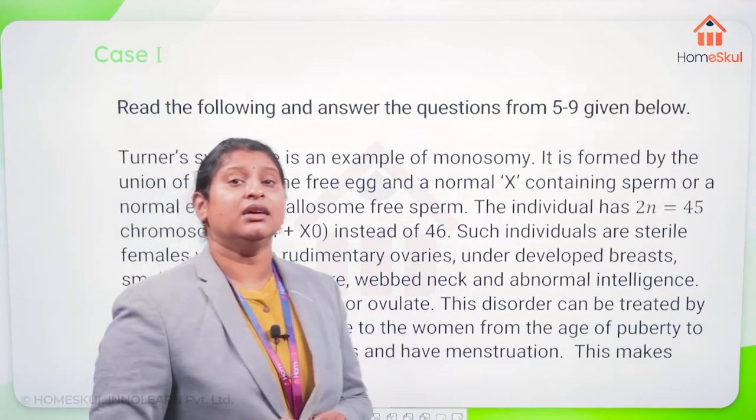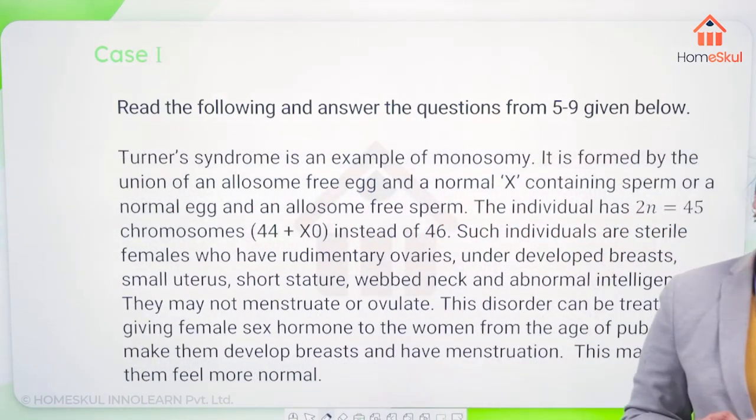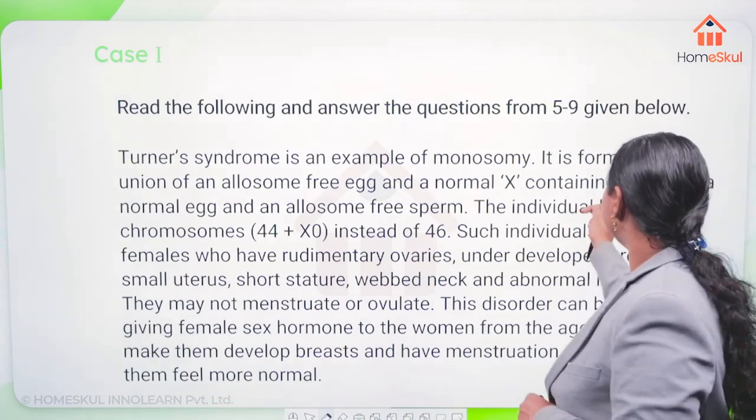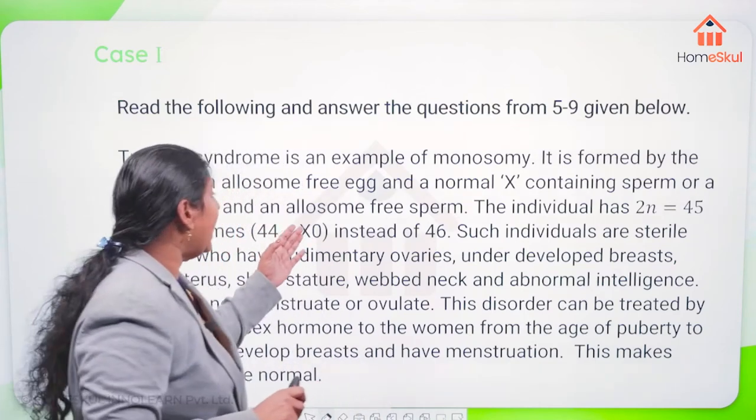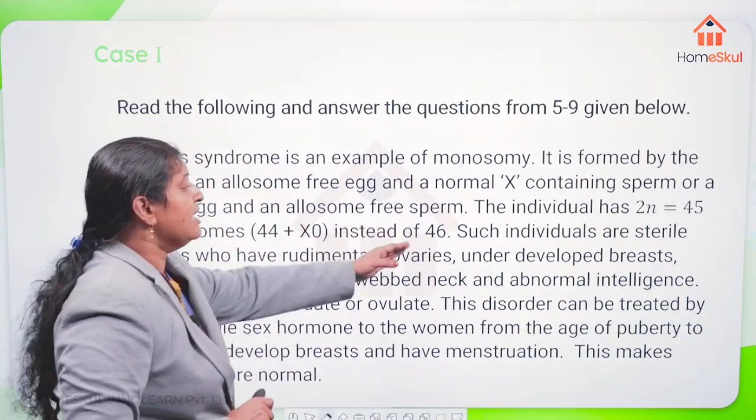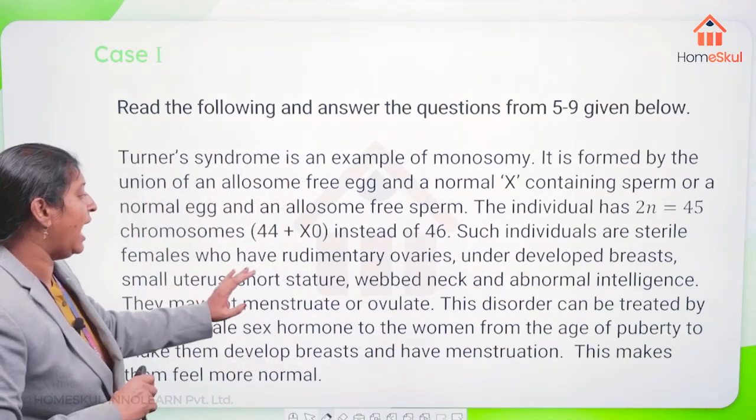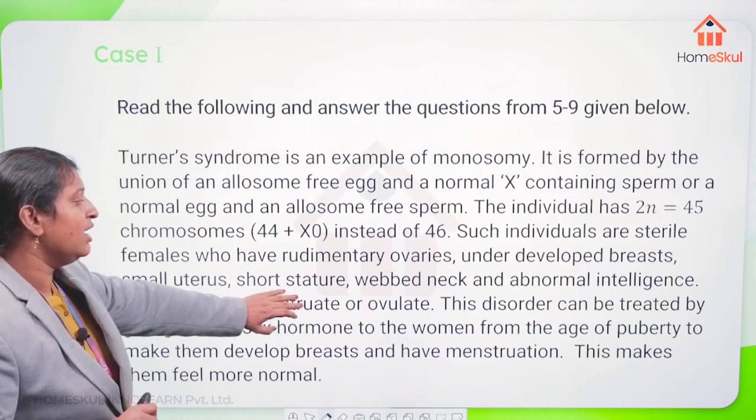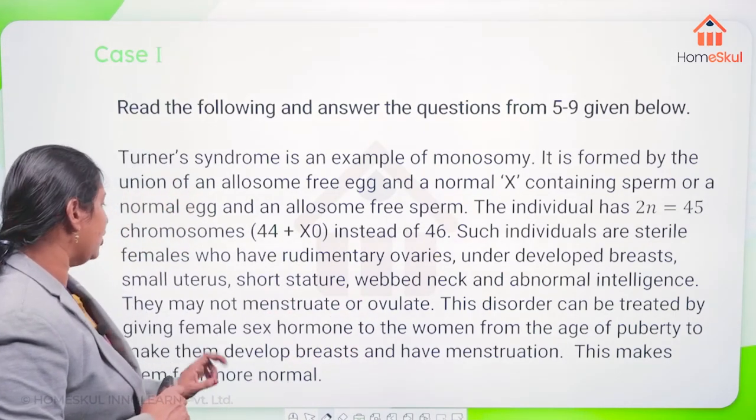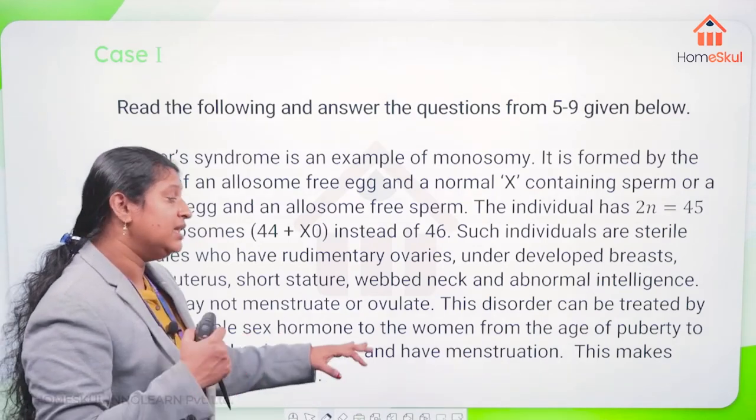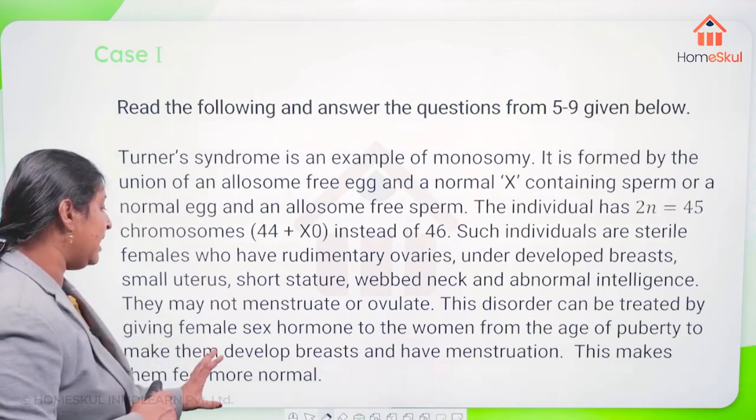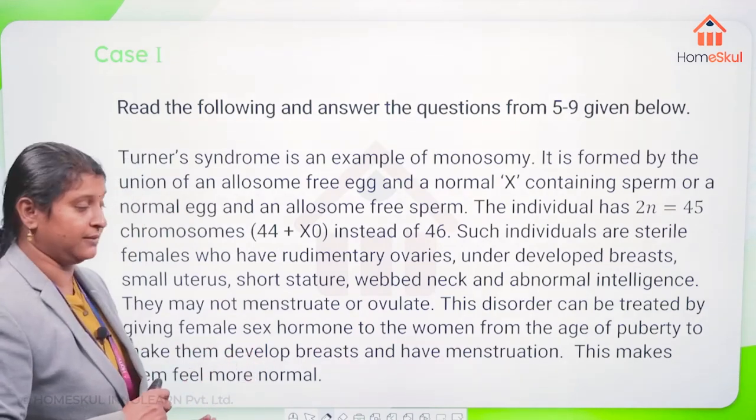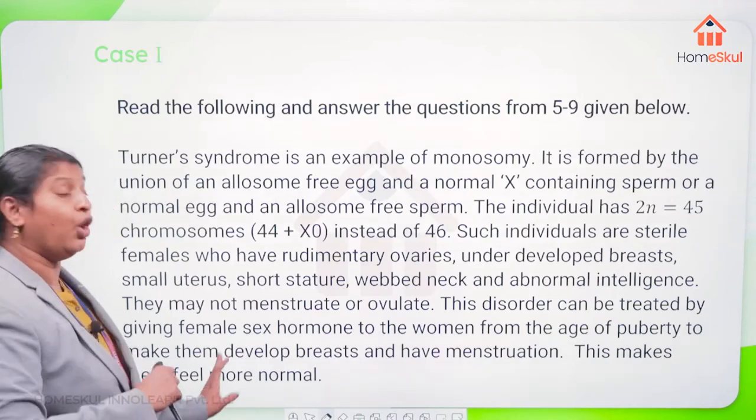Turner syndrome is an example of monosomy. It is formed by the union of an allosome-free egg and a normal X-containing sperm, or a normal egg and an allosome-free sperm. Such individuals are sterile. Females have rudimentary ovaries, underdeveloped breasts, small uterus, short stature, webbed neck, and abnormal intelligence. They may not menstruate or ovulate. This disorder can be treated by giving female sex hormone to the woman from the age of puberty to make them develop breasts and have menstruation. This makes them feel more normal.